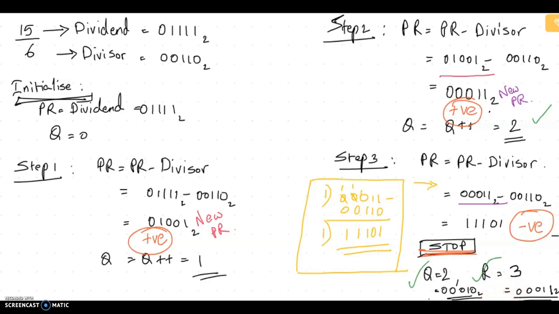So this is how we do division in case of binary. I hope it is clear to you guys. Okay. So please work out more problems.